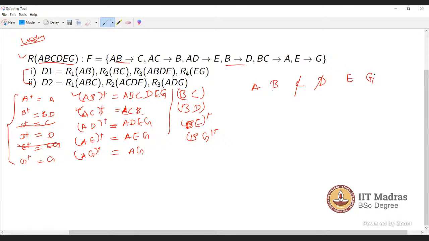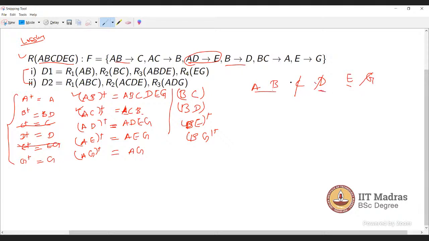Now we can cross G, because we can get it from E. So A, B, E are left. Now we can't cross these. Now we can cross G, E also, because E can define G. So first we remove G. We can't cross E, because to get E, AD defines E. So we can't cross E.